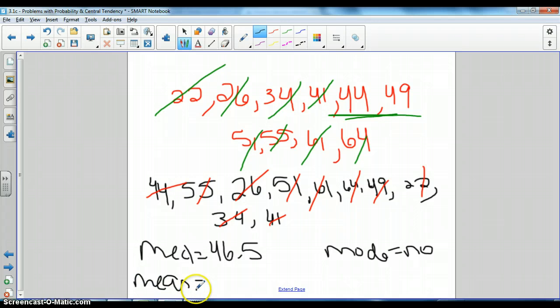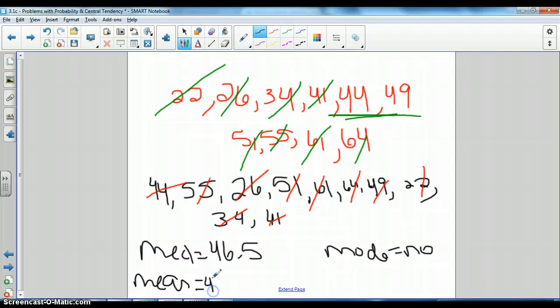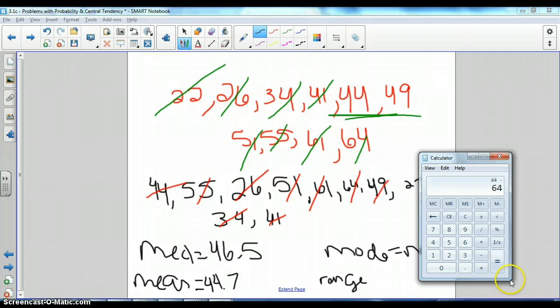is going to be me adding up all these numbers and dividing them by 10, because that's how many numbers I'm adding together. So 22 plus 26 plus 34 plus 41 plus 44 plus 49 plus 51 plus 55 plus 61 plus 64. Divide by 10. 44.7 is my mean, or my average. And then my range is going to be my biggest number minus my smallest number. So it would be 64 minus 22. So the range of my data is 42.